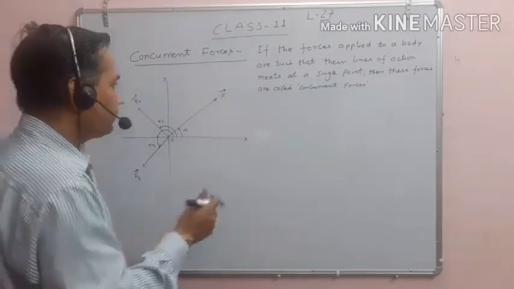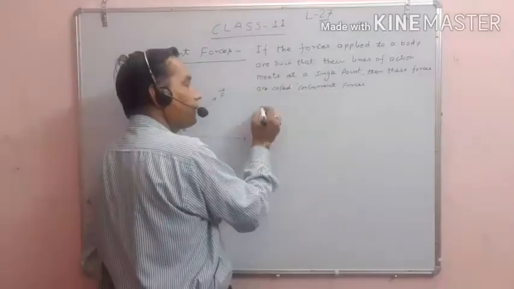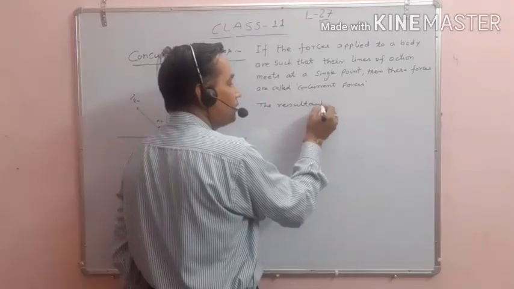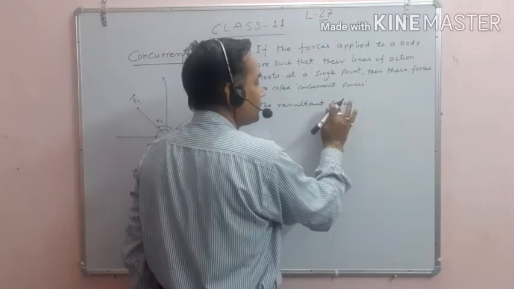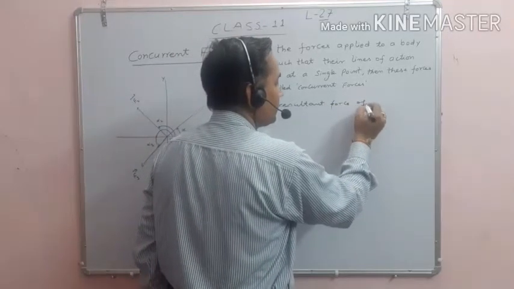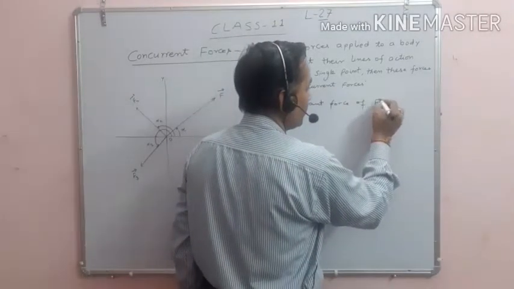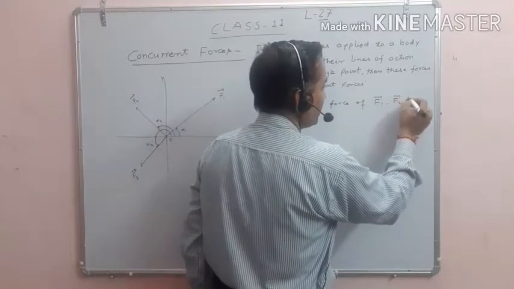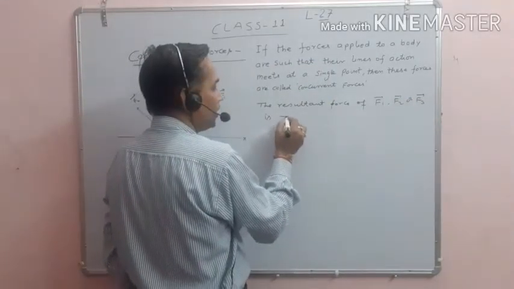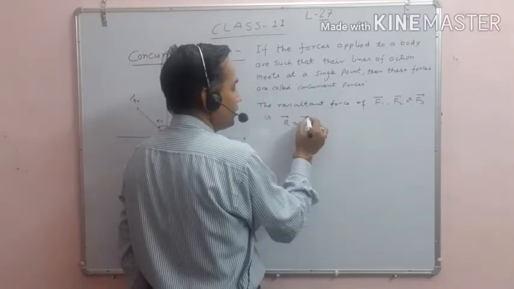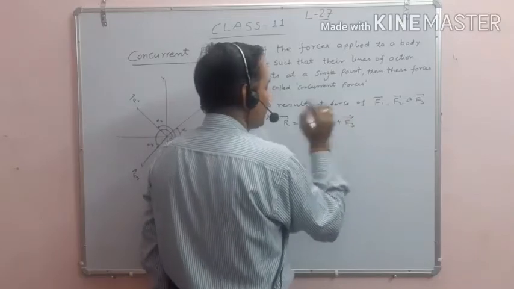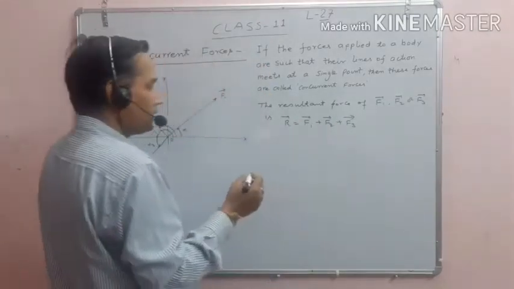force of F1, F2 and F3 is the R vector. So R is equal to F1 plus F2 plus F3. Here R is the resultant force.